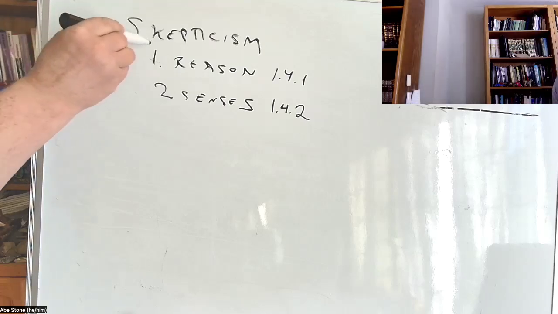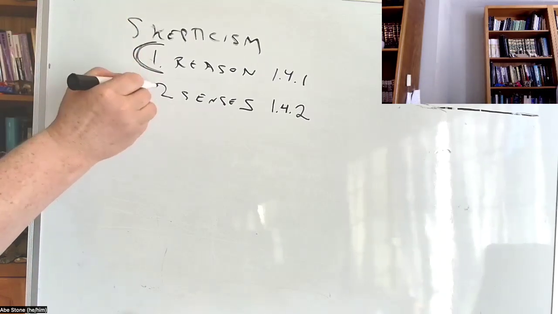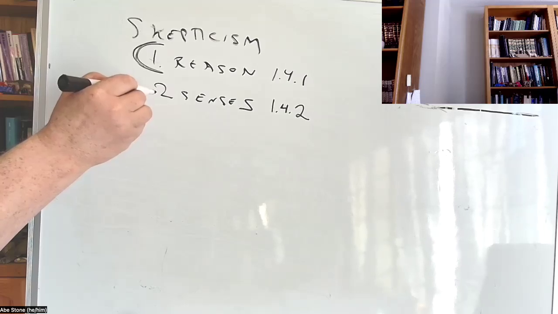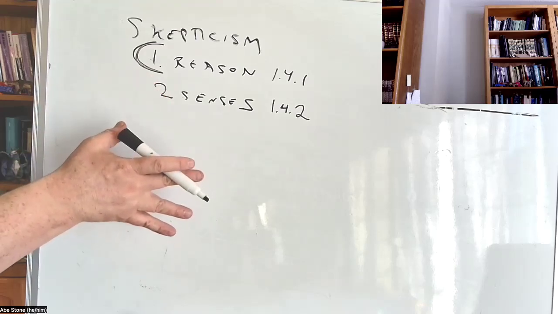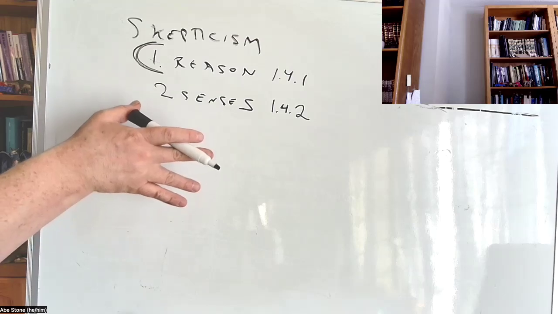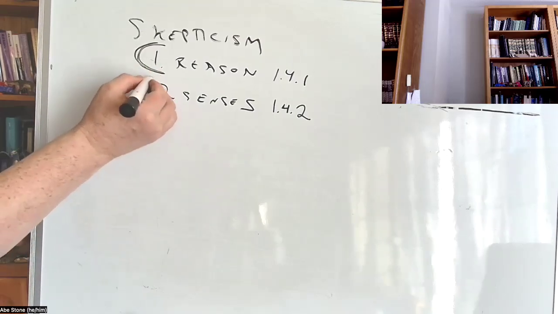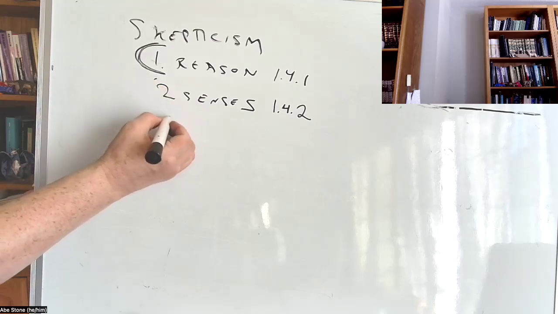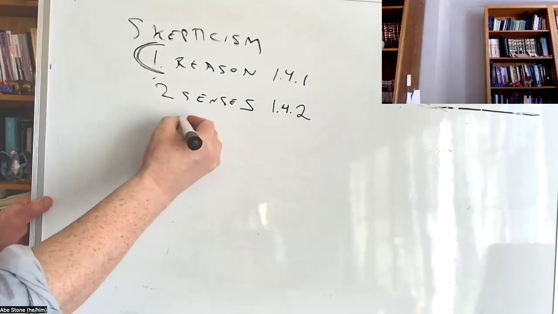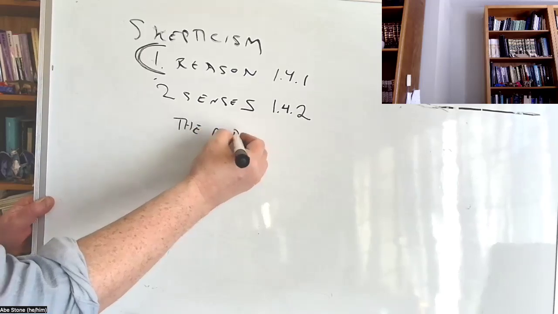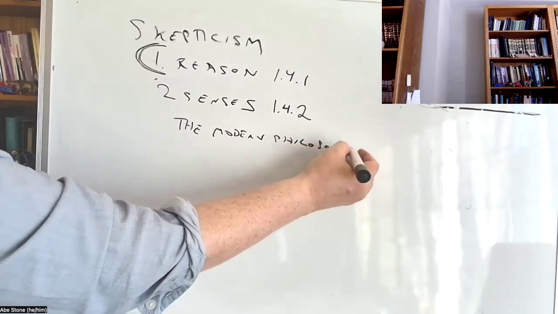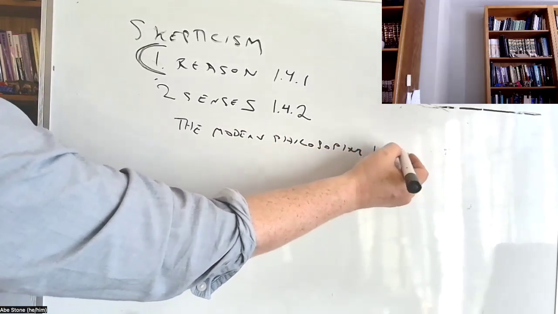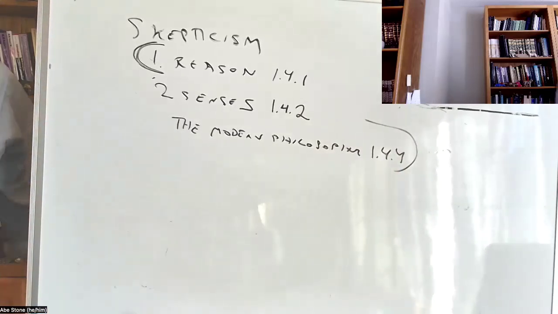So this part wasn't assigned. Instead, in most years, the next class would have been sections three and four, but this year we're skipping section three and just doing section four, which is the modern philosophy. So that was the reading for today.